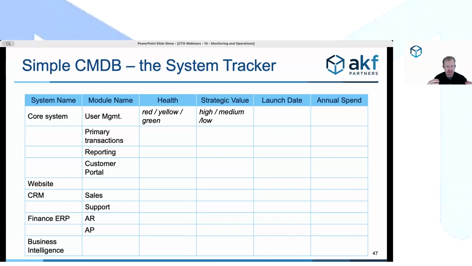So you should at least have this for your main system, website for where customers find you, any CRM that either is in the sales funnel or on the support side, maybe your finance systems that's doing accounts receivable, accounts payable, and perhaps any business intelligence. At the very least, if you're a CTO, you should have this written down somewhere or be able to pull this up very quickly. And this is just the system tracker. This can be a spreadsheet. The idea is you should be able to show this and present this to the board, at least at this level of detail, just to know what you're managing.